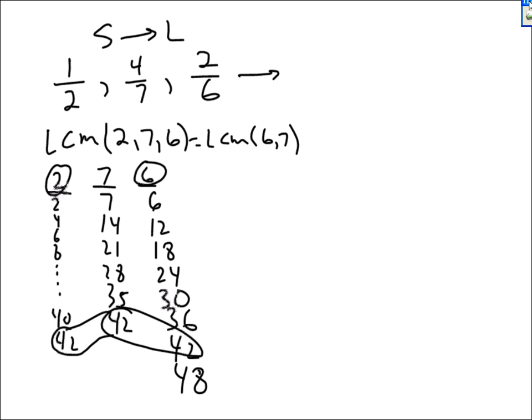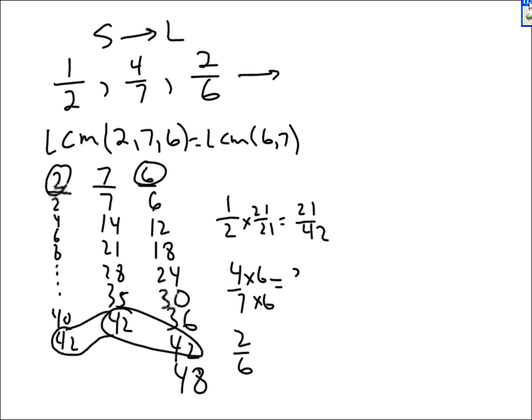So, I want to rewrite these 3 numbers with 42 on the bottom. If I multiply by 21 over 21, I get 21 over 42. If I multiply by 6 over 6, I get 24 over 42. If I multiply by 7 over 7, I get 14 over 42. Smallest to largest, well, they're all over 42 now.